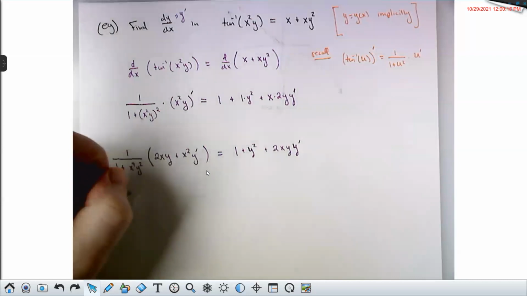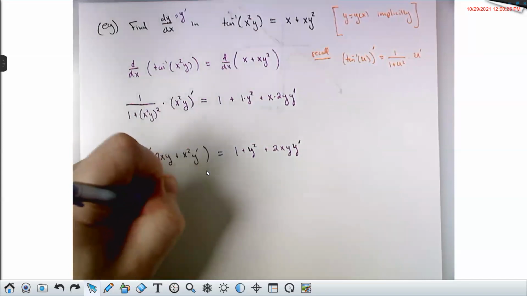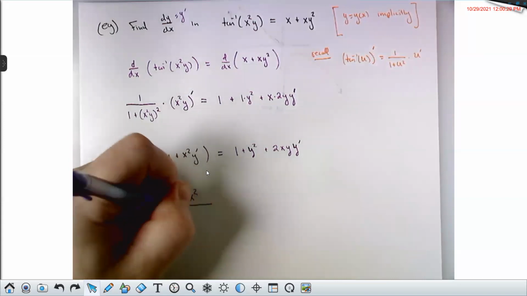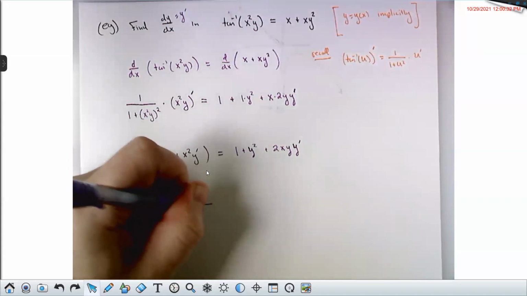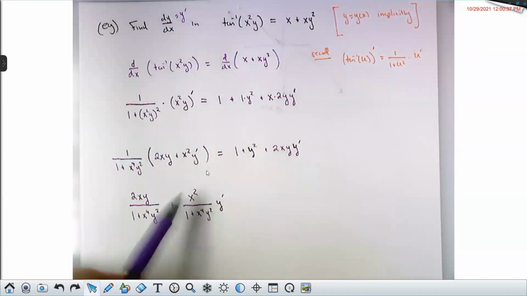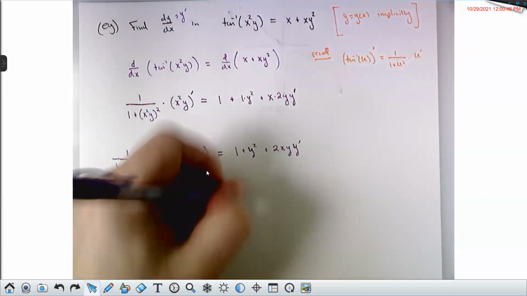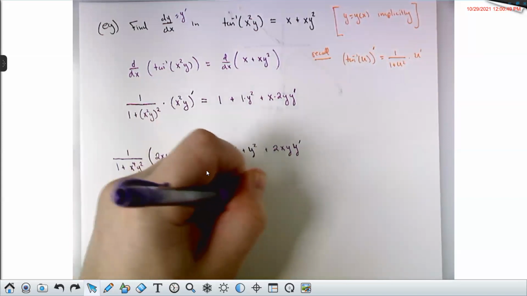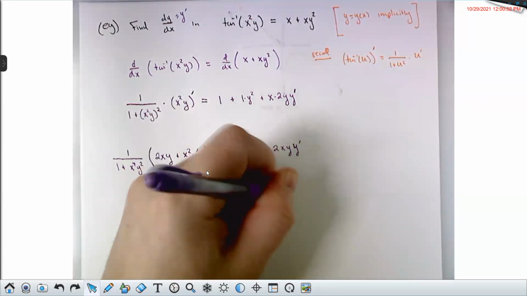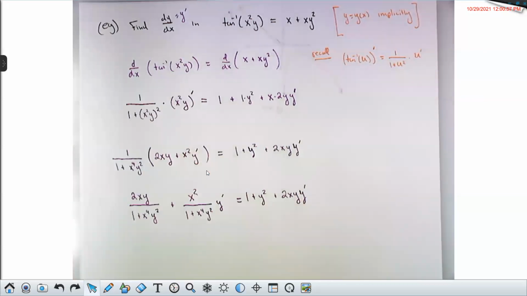So I would begin by rewriting my left-hand side as 2xy over 1 plus x to the 4 y squared, plus x squared over 1 plus x to the 4 y squared, times y prime. So I'm just leaving the y prime. I could put the y prime upstairs here if I wanted to, but I'm leaving it there to emphasize that I'm going to factor this piece out eventually or get rid of it. My right-hand side is still the same. I have 1 plus y squared plus 2x y prime.